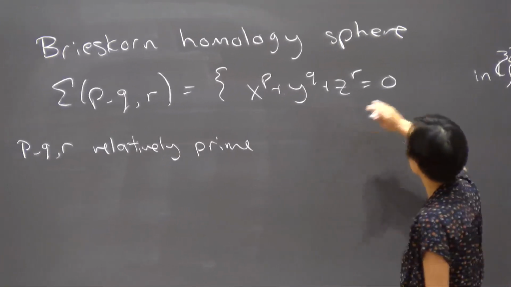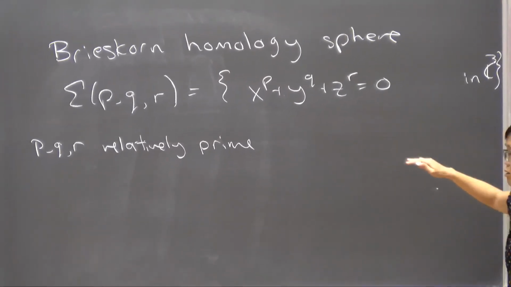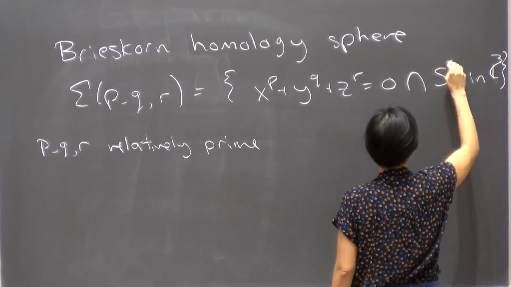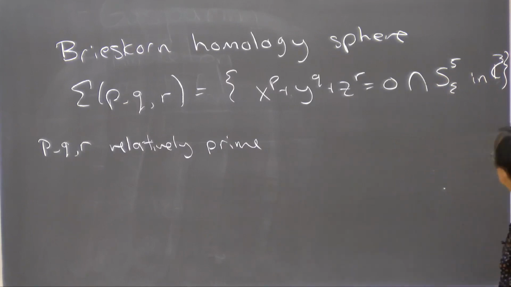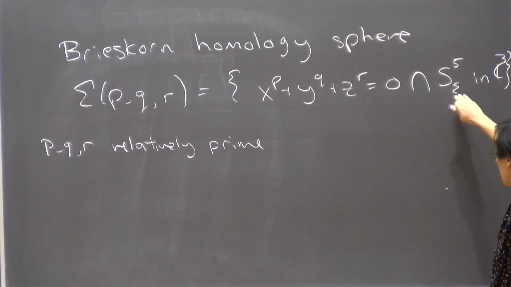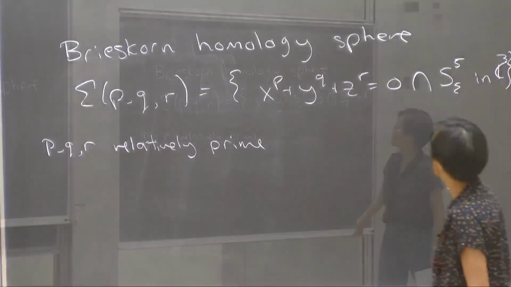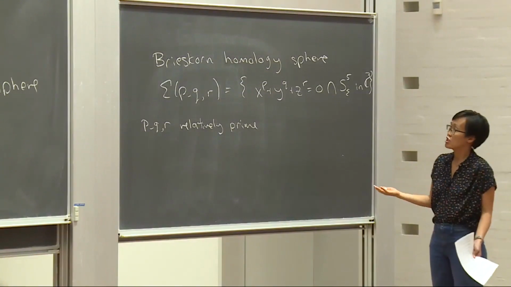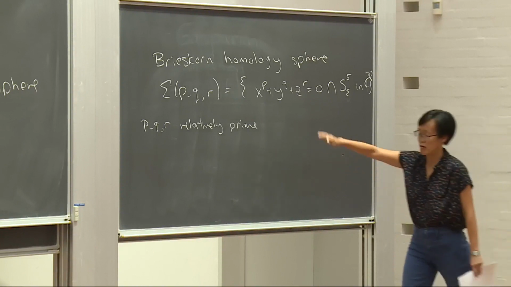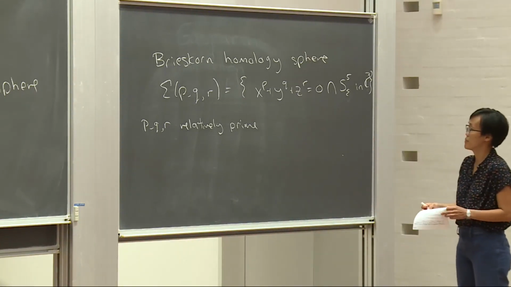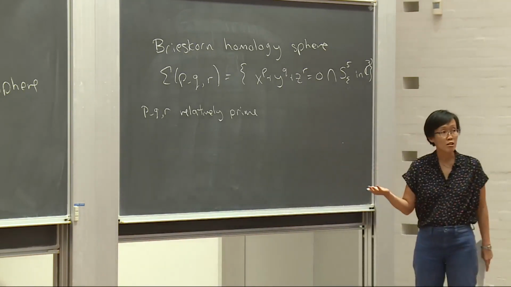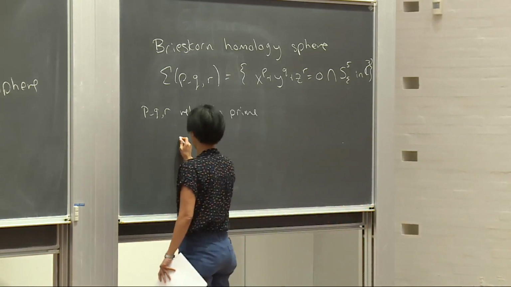Okay, and so let's take this and intersect it with a small sphere centered at the origin. So C^3 is 6 real dimensions. So let's intersect this with a small S^5 centered at the origin. Great, so this is going to be 4 real dimensions intersected with 5 real dimensions in 6-dimensional space. So generically, that'll be 3 dimensions. And so you can show that this gives you a homology sphere, and this is what we're going to call Σ(p,q,r). The Brieskorn homology spheres are a special family of Seifert-fibered spaces.